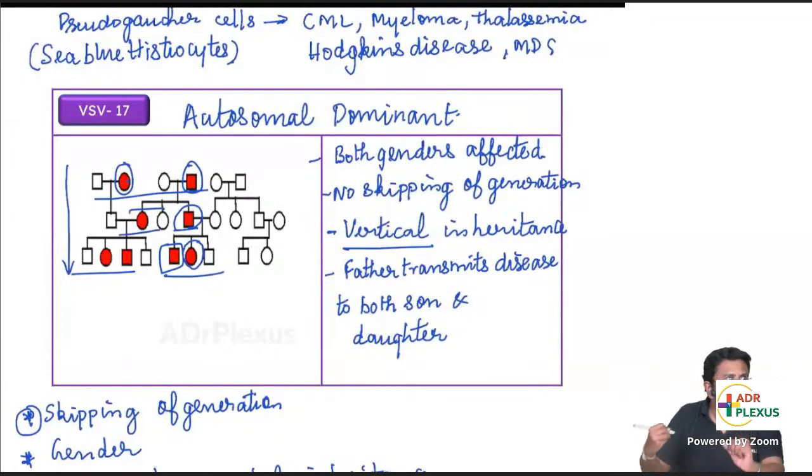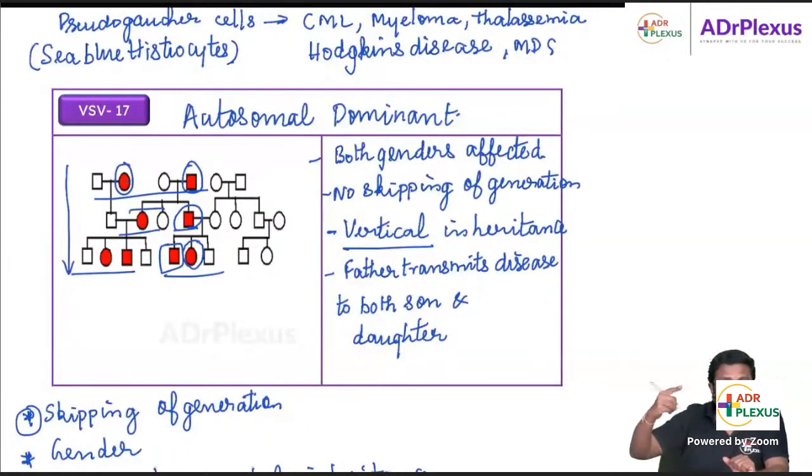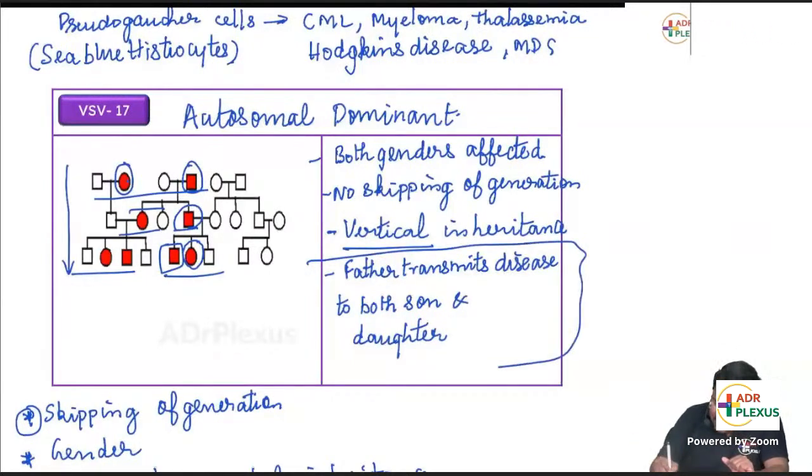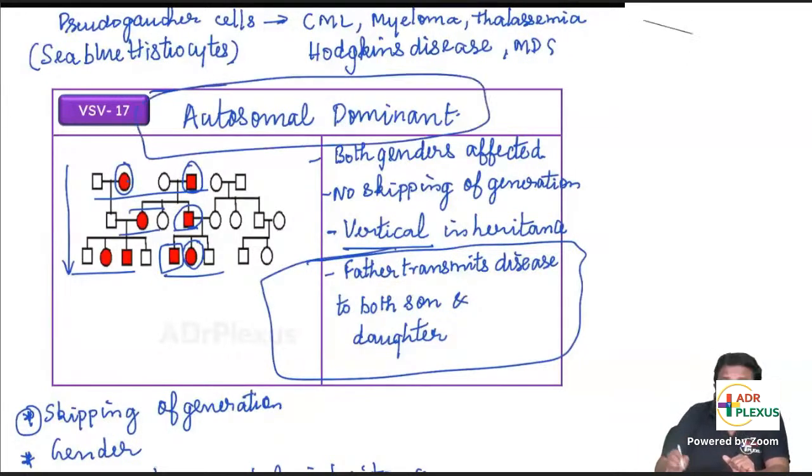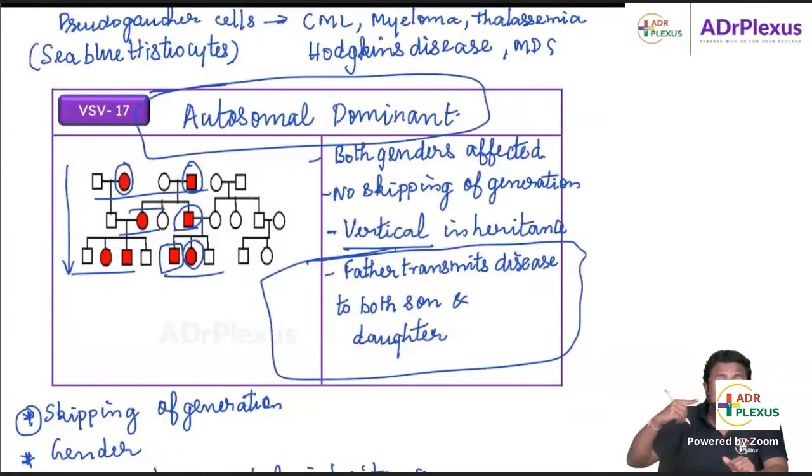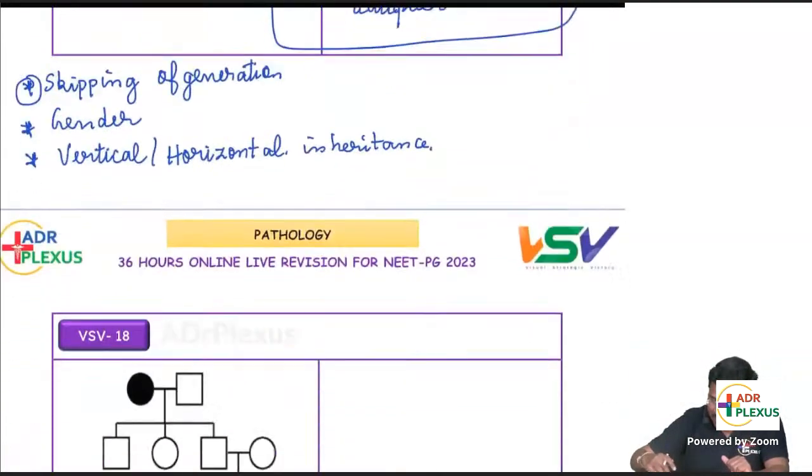Autosomal dominant. Why I told you that in X-linked dominant, father cannot transmit the disease to the son, that we will be seeing; that point I will be highlighting. So why I insisted on this point: if the father transmits the disease to both son and daughter, then the disease is an autosomal dominant pattern, whereas if the father transmits the disease only to the daughter and not to the son, that is X-linked dominant. We'll see that pattern.